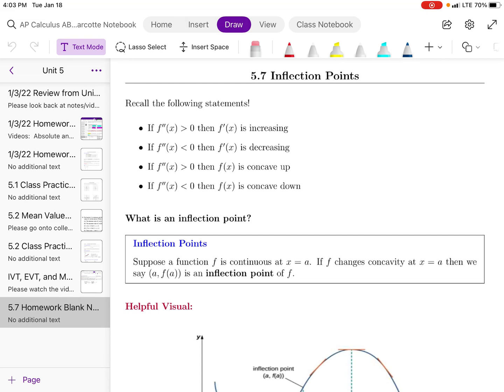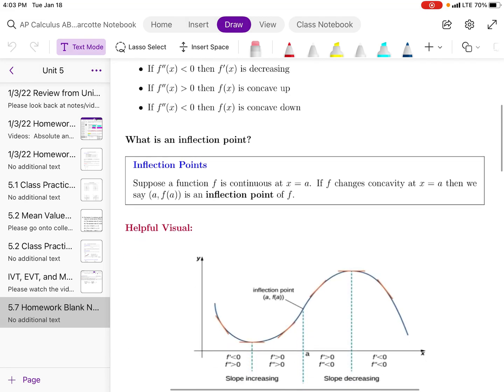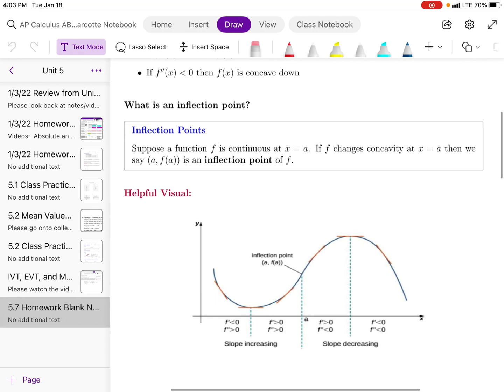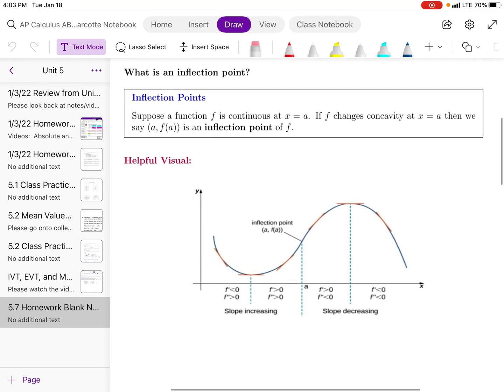Okay, so now you're just wondering what even is an inflection point, right? So here I define for you an inflection point. I'm saying suppose a function f is continuous at x equals a. If f changes concavity at x equals a, then we say that (a, f(a)) is an inflection point of f. Okay, so the specific ordered pair in this case we consider an inflection point.